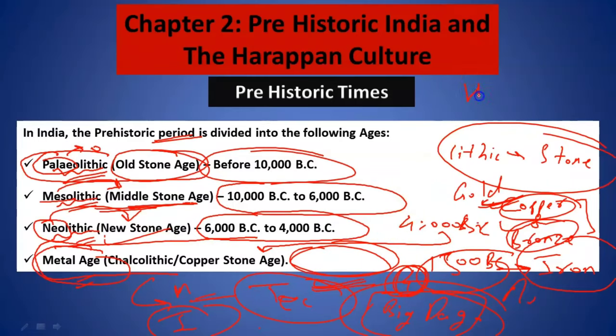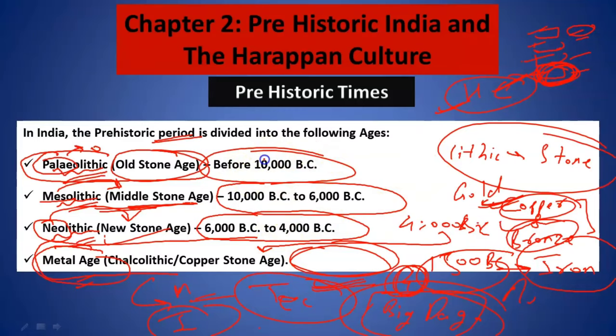So when we study Harappan civilization or Harappan culture, please know that generally this question used to be asked previously in the exam: which of the following metals was not known to the Harappan culture, and the options were gold, silver, copper and iron. So the answer is iron. Iron was not known to them. Alright, so we will look into that.